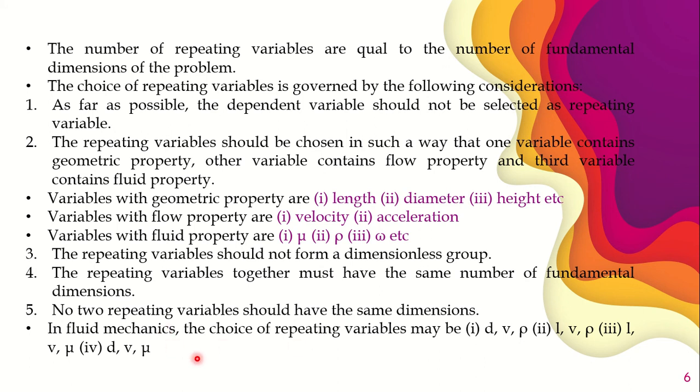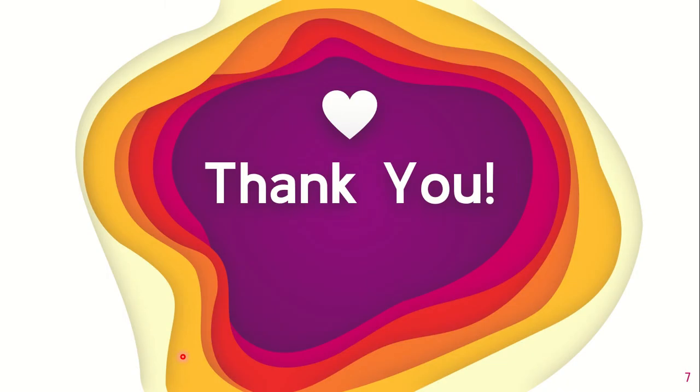And for your easy remembering, I have given the best choice of repeating variables. You have the combination D V rho. D is diameter, V is velocity, rho is density: one geometric property, one flow property and one fluid property. You have L V rho, you have L V mu and you have D V mu. If in any problem you find these four combinations, blindly select them. D V rho, L V rho, L V mu and D V mu. These are the best combinations ever. Clear? So this is all about Buckingham's pi theorem.